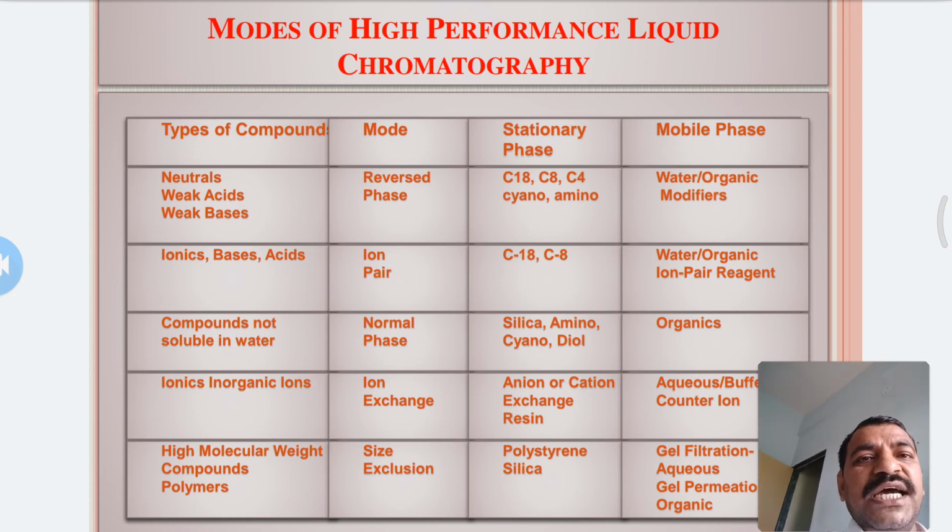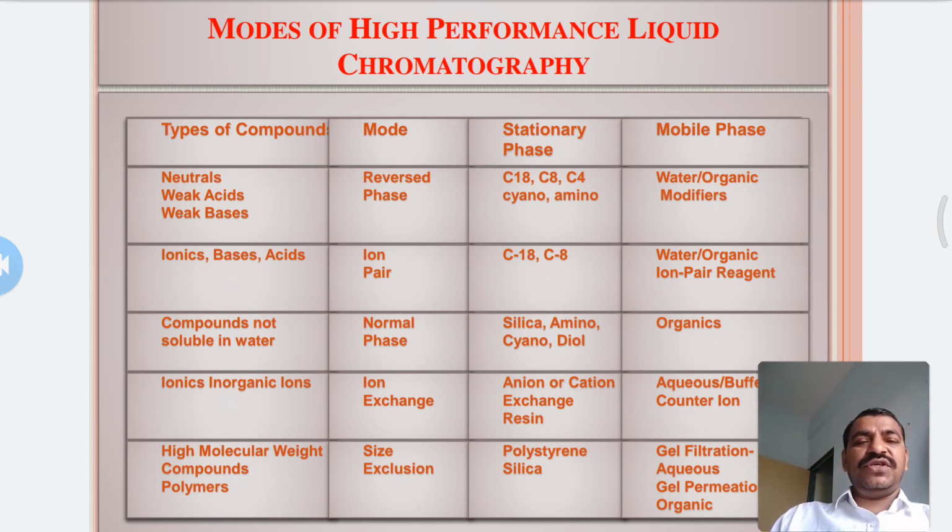The second type of components is compounds not soluble in water. For these we use the normal phase mode of HPLC. The stationary phase is silica, alumina or cyano compounds, such as acrylonitrile, diol and so on, and an organic phase is used as the mobile phase.